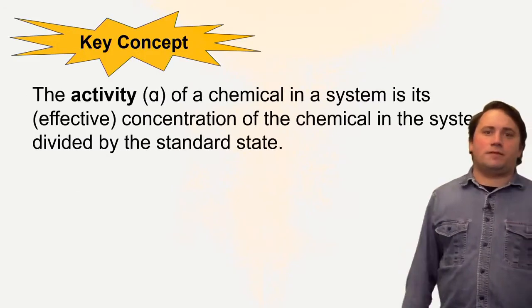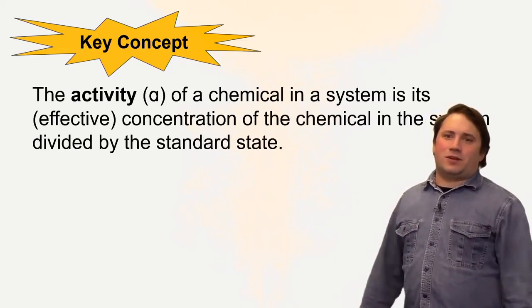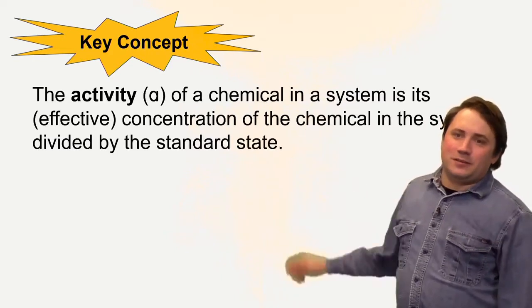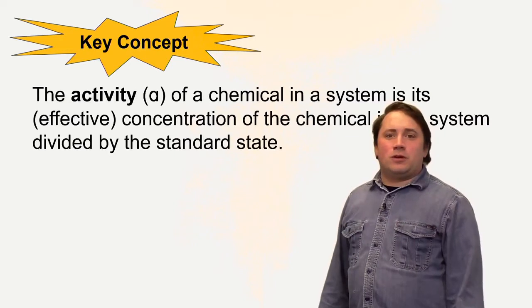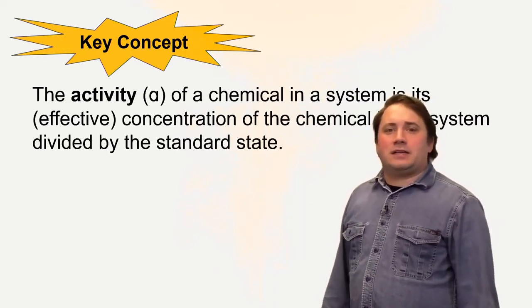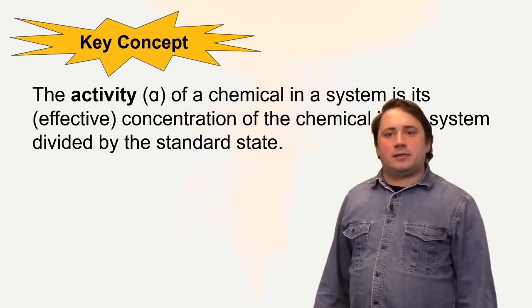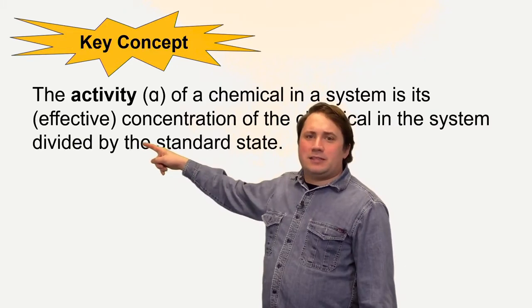So I just want to start off this lecture with a quick definition of a term that we're going to use a lot, because who doesn't love starting off a lecture with a random definition? And that term is activity, denoted by the Greek letter alpha. The activity of a chemical in a system is simply the effective concentration of that chemical divided by the concentration at standard state. So you'll notice I put the word effective in here. What exactly does that mean?